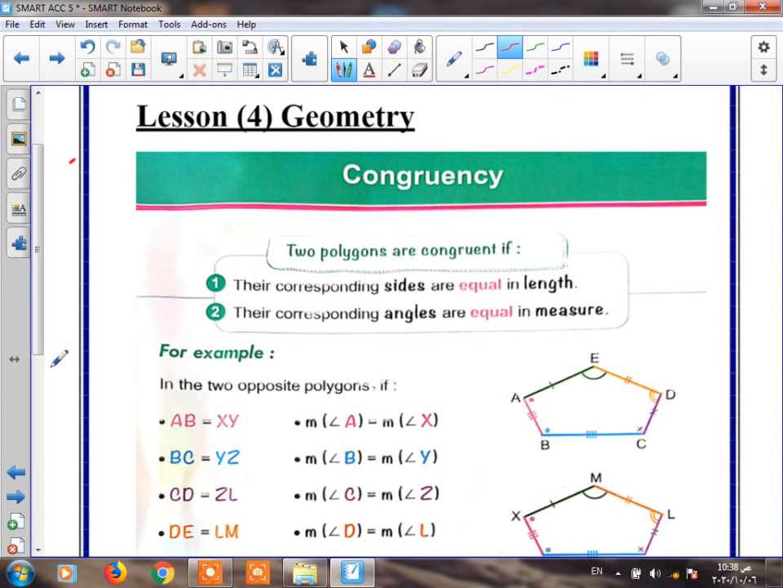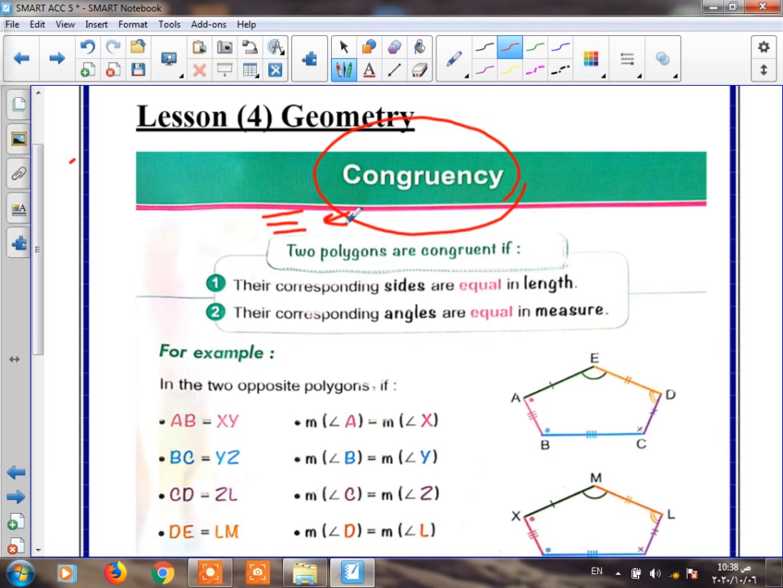Good morning everyone. Today we will talk about congruency in geometry, what is the meaning of congruency, and how to prove or say that two polygons are congruent. Here is the symbol of congruency: we can make it as an equal sign like this and put another one over it. Okay, what is the meaning of congruency?